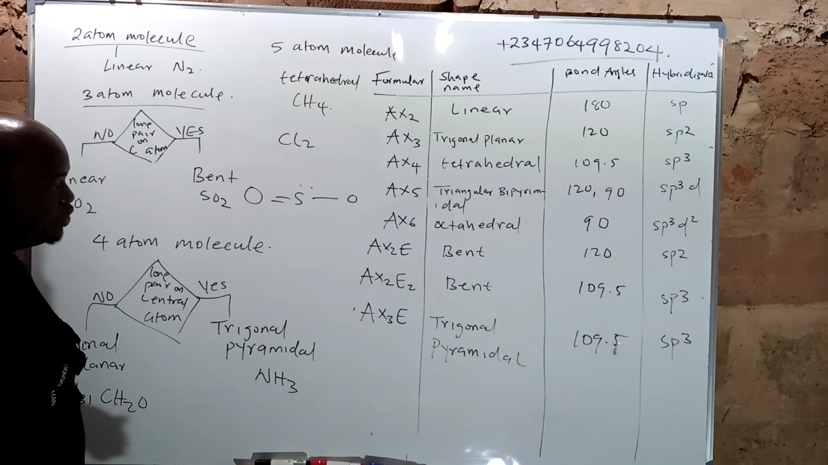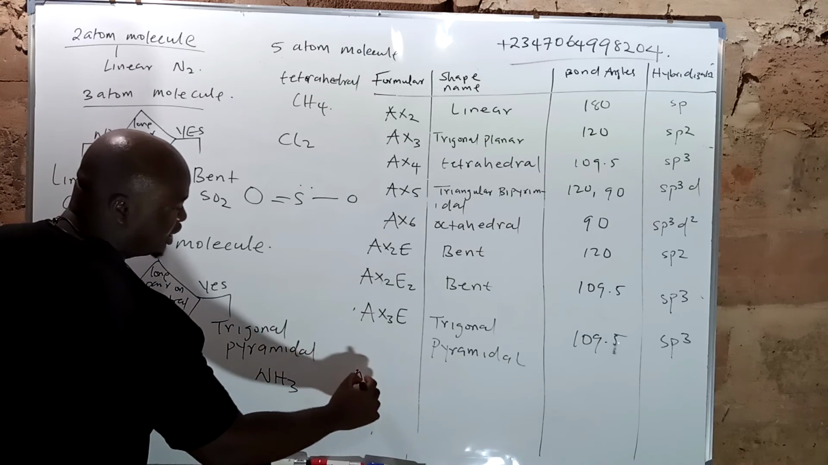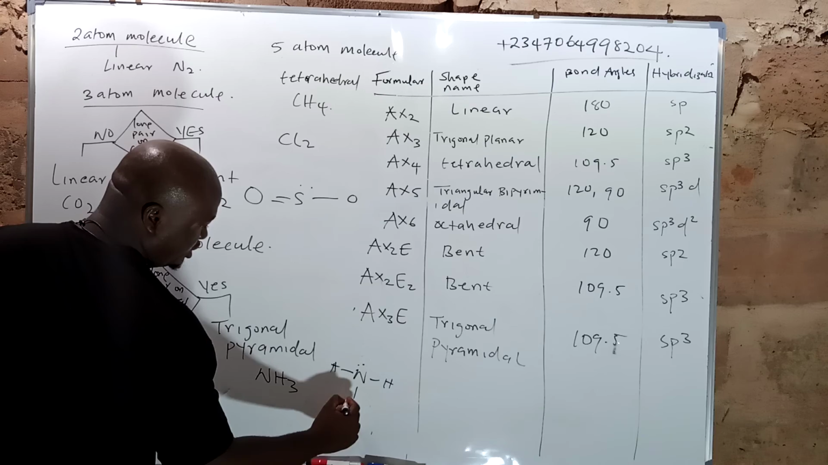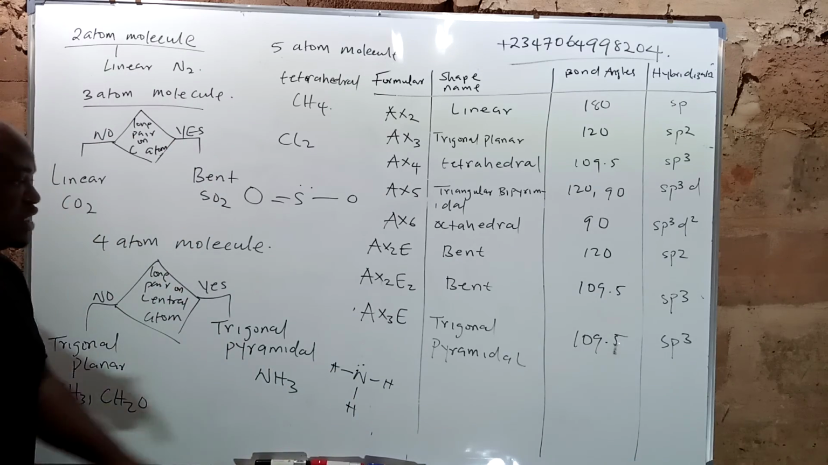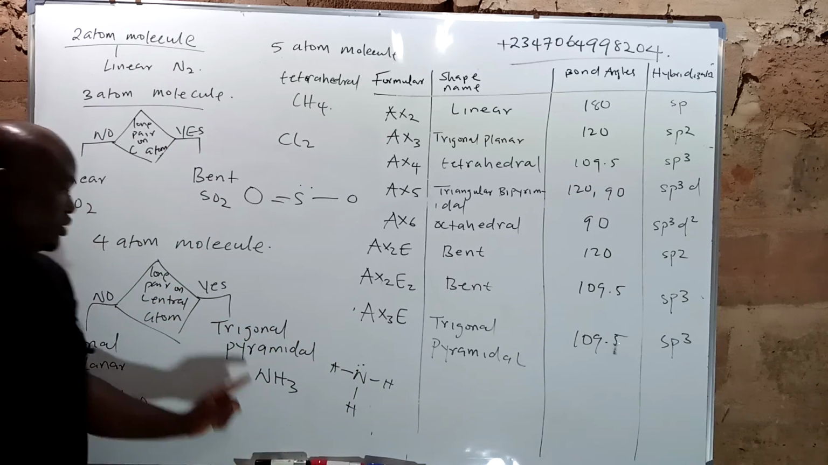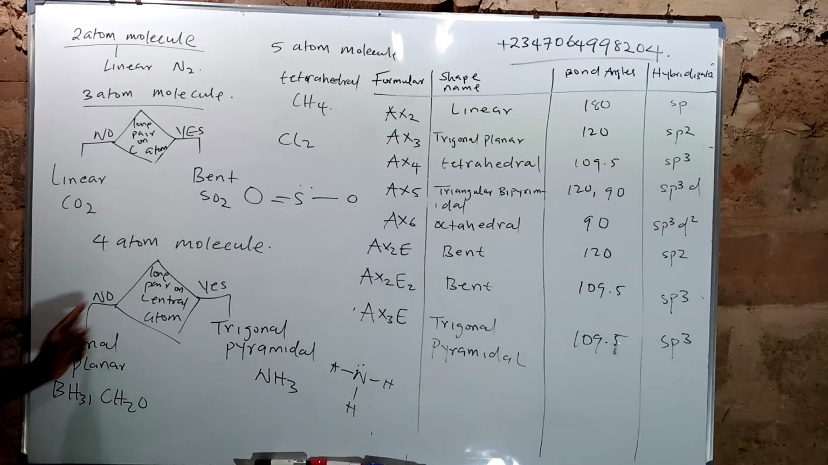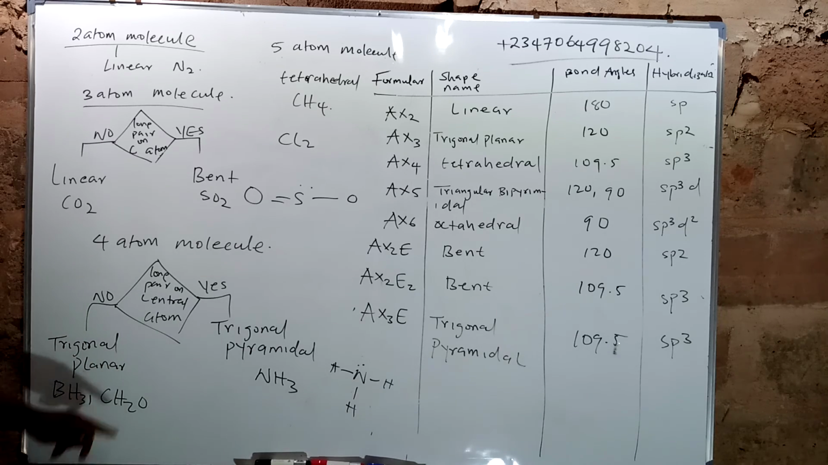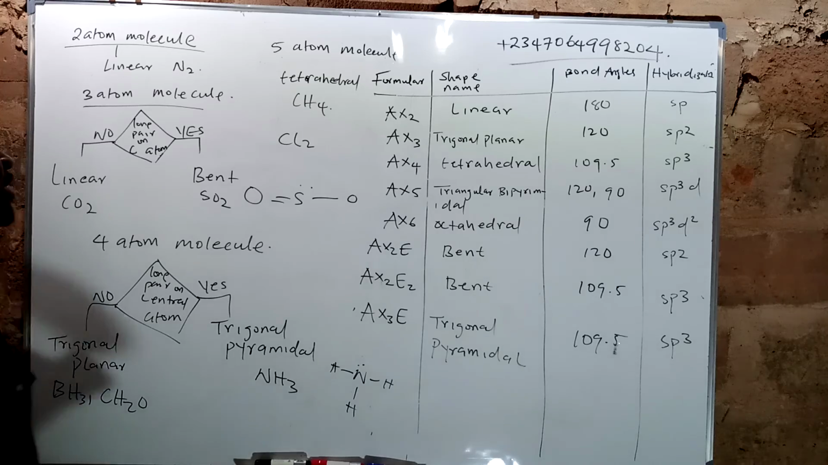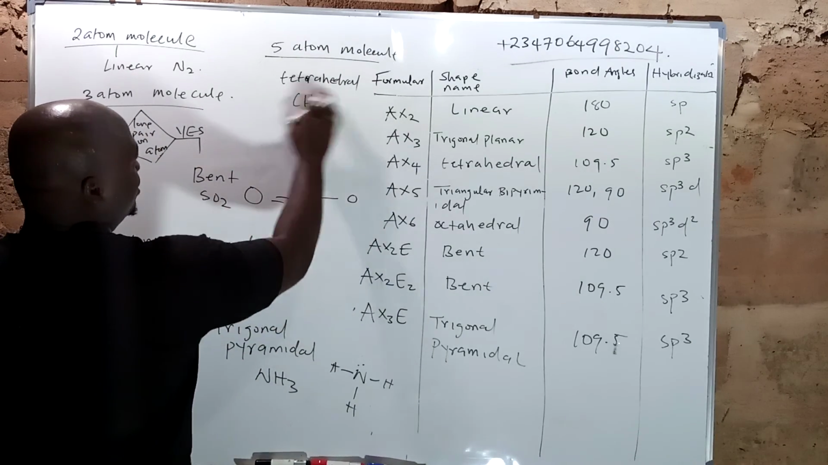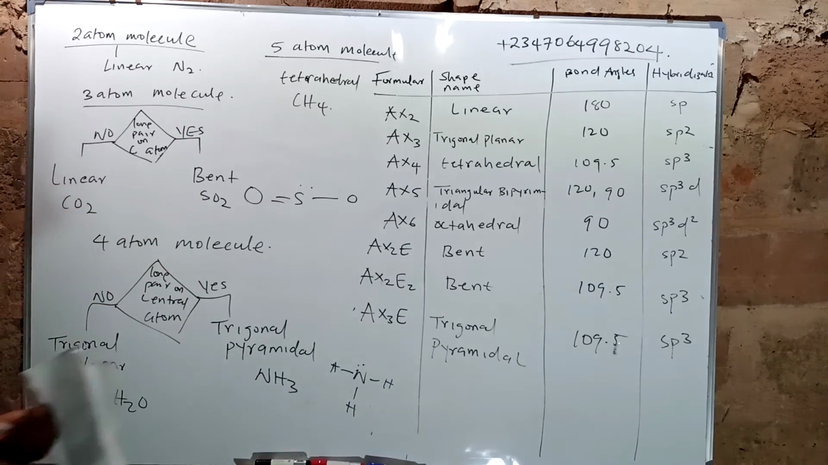When you draw ammonia, that was the first thing I drew here. Hydrogen, hydrogen, hydrogen. You can see there is a lone pair on the central atom. So, of course, this is trigonal pyramidal. Now, if there is no lone pair on the central atom, what you get is trigonal planar. An example of it is this. Now, what about a 5 atom molecule, like methane? Of course, it has a tetrahedral shape.